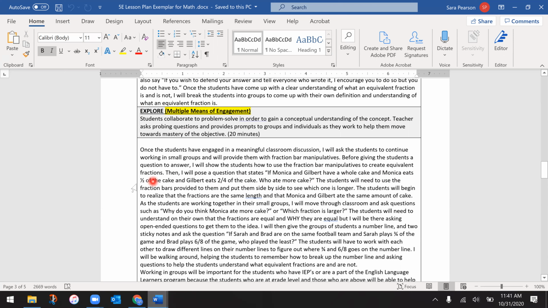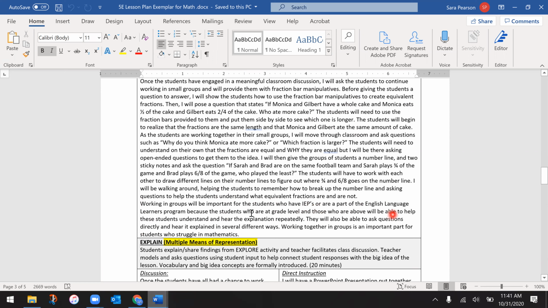You'll notice here there are some ideas for differentiation. So we have students with IEPs or English language learners, and they give me some ideas for differentiation in this section as well. That's important because on the rubric it does say in each of these multiple means sections that you included ideas for differentiation.